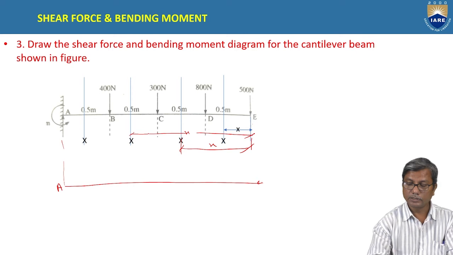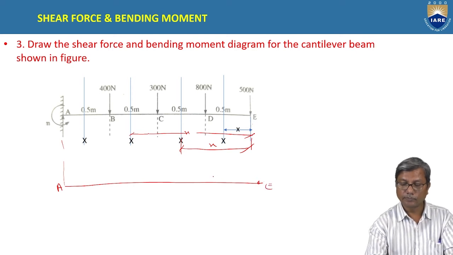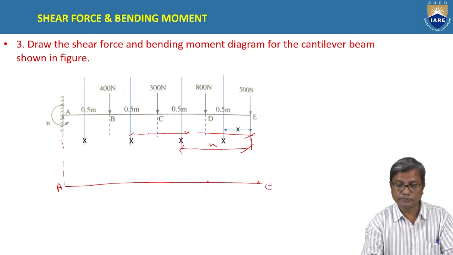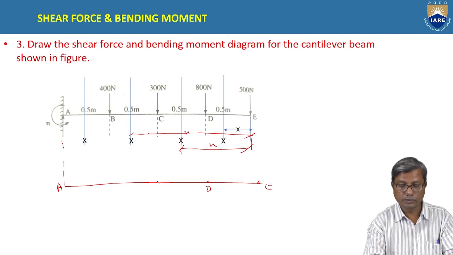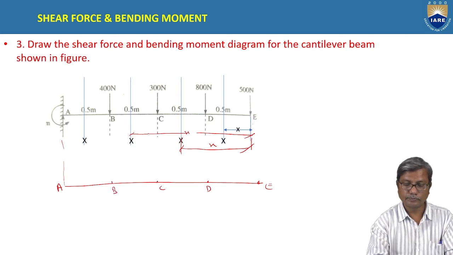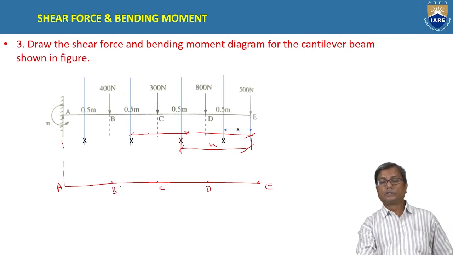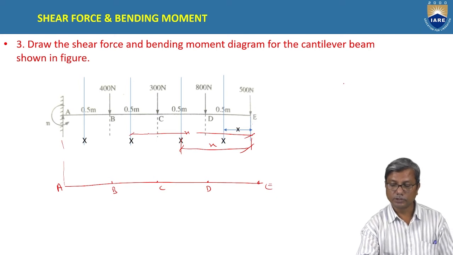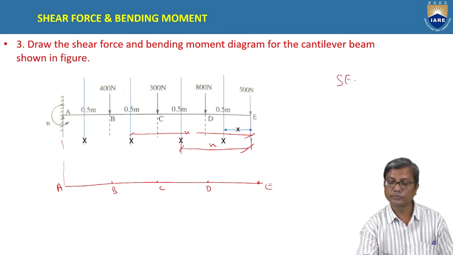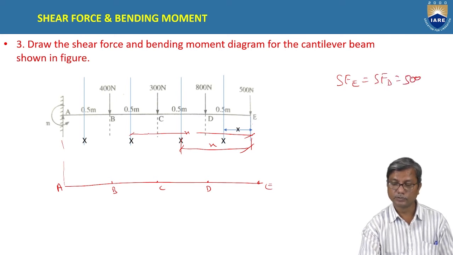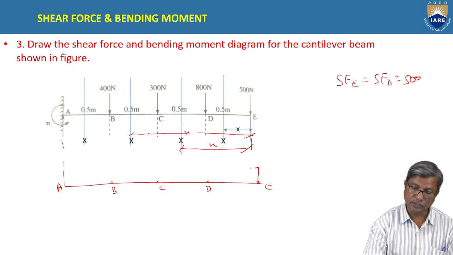So point A, point E, and here D, C, and B. Okay. So we have calculated now the shear force at E and shear force at D as 500. Okay. It is constant 500.